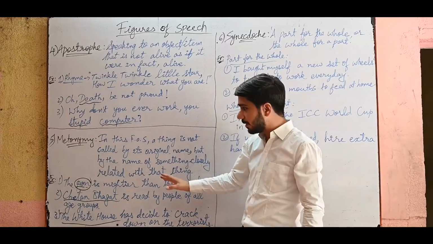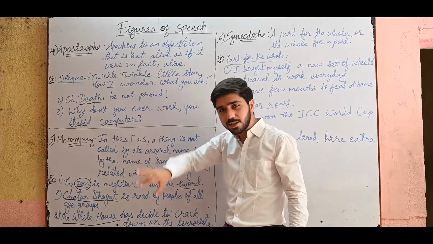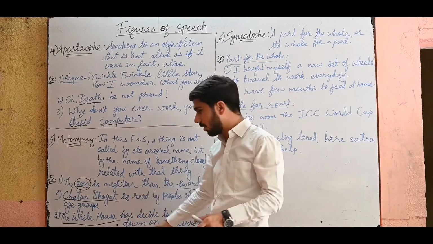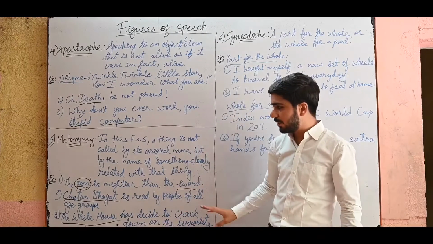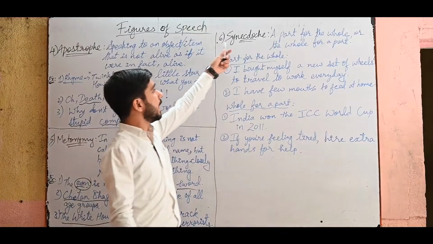So I hope this metonymy, this figure of speech, is clear to you. Using some other name instead of the original name, but it should be related to that name. That is called metonymy. So these three examples you can just note down. Next is synecdoche.